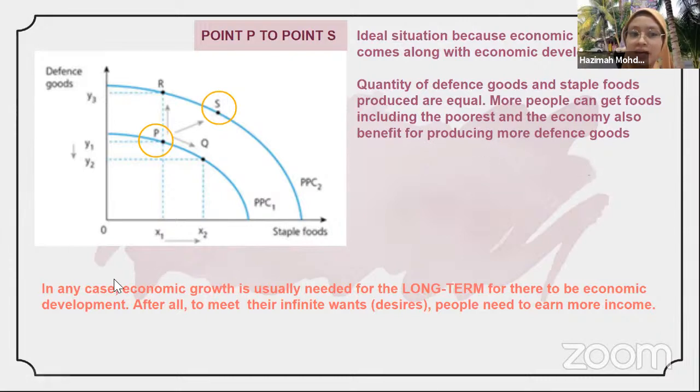Okay. So in any case, the economic growth is usually needed for long term for there to be economic development. Because after all, to meet their infinite wants, desires, people need to earn more income. Meaning memanglah ada economic development sebab kita ada staple food production kan. Tapi income people pun kena increase juga sebab to have economic development, we not only have to reduce the poverty rate but also increase the happy index, macam kita happy. So kita ada more money, kita boleh beli banyak benda. So kita akan jadi lebih happy and then it will contribute to economic development.